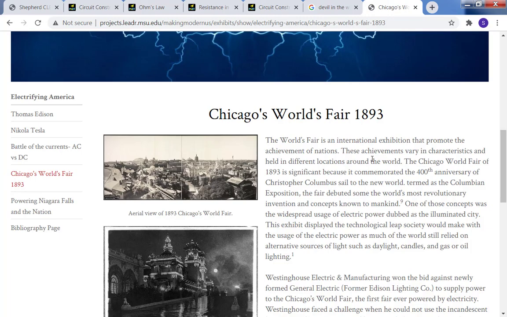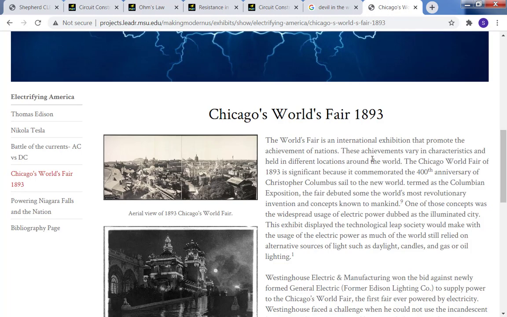And very different proposals. Edison's was for DC lighting. Edison's light bulb, his incandescent light bulb that he invented, was for DC lighting. Westinghouse and Tesla proposed AC, and they won the bid. And I mentioned the Chicago World's Fair was huge, and everybody wanted to be like the Chicago World's Fair. And since it was AC, everybody else wanted to be AC.